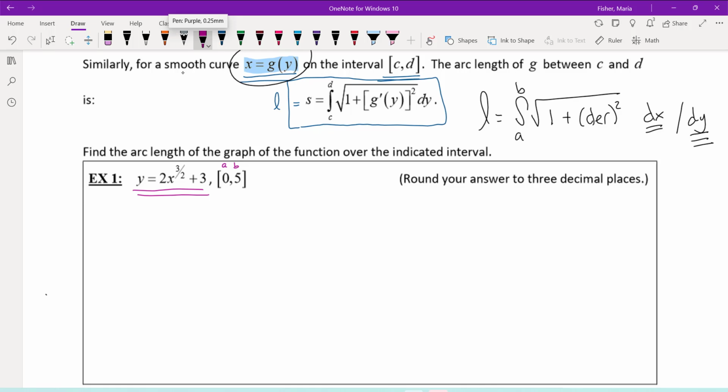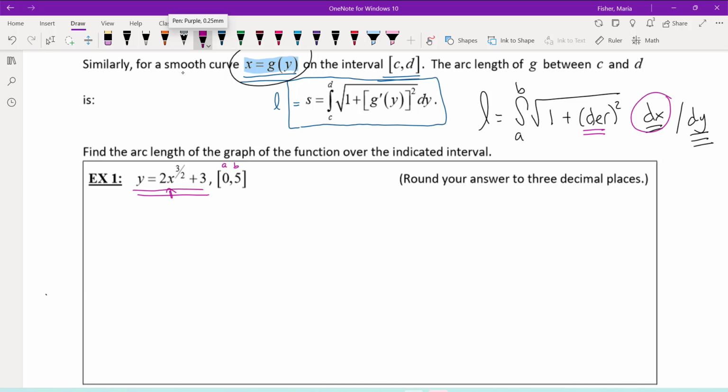Now this is a function of x, so I know I'm going to be integrating with respect to x. I need to find the derivative squared. So I'm going to find the derivative of the function, square it and add 1, and then place it into my arc length formula and integrate.